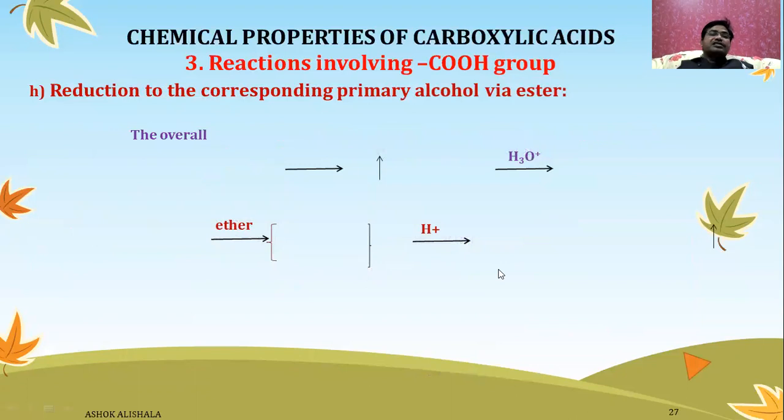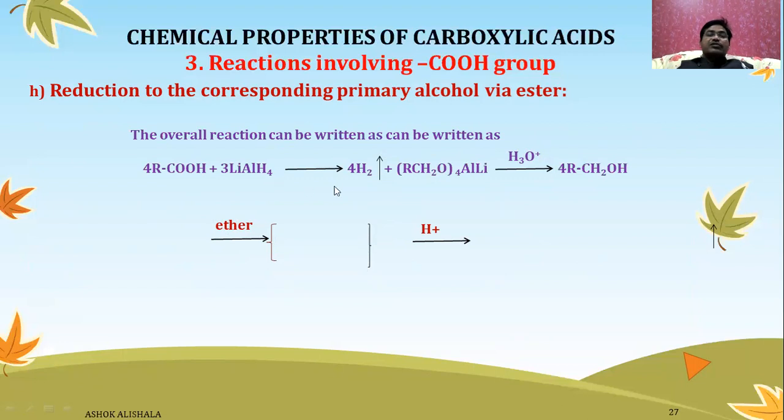Now, the overall reaction can be written like this. That is, carboxylic acid with lithium aluminum hydride, hydrogen is liberated, and we will get an intermediate salt. This one, and then on acidification we will get the alcohol.